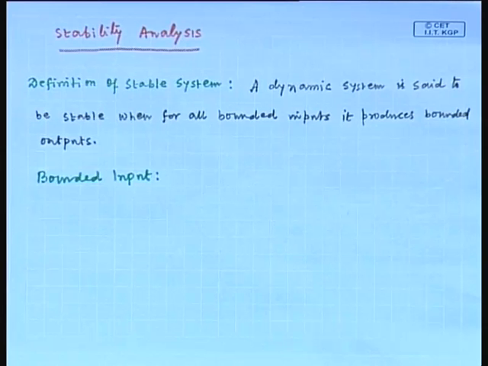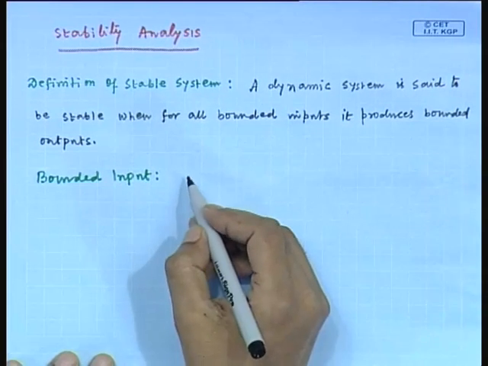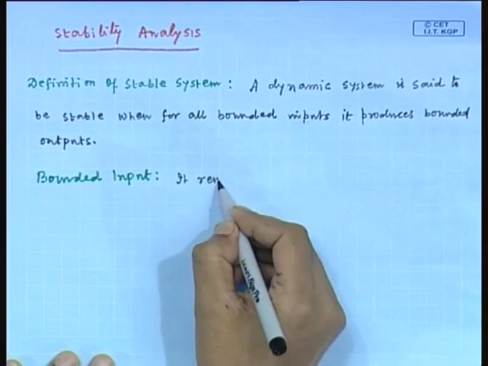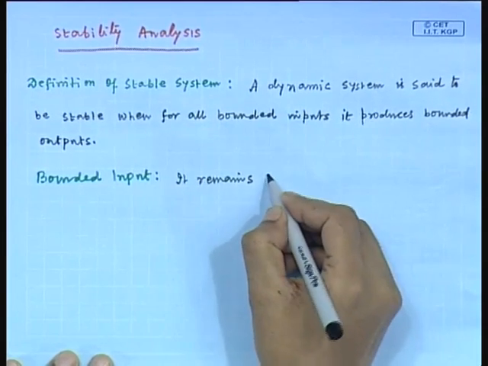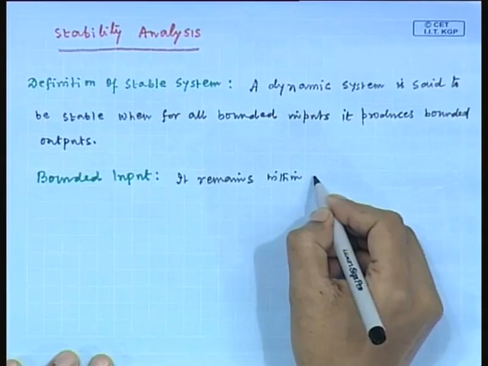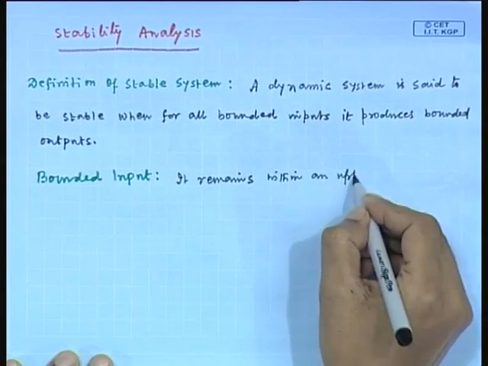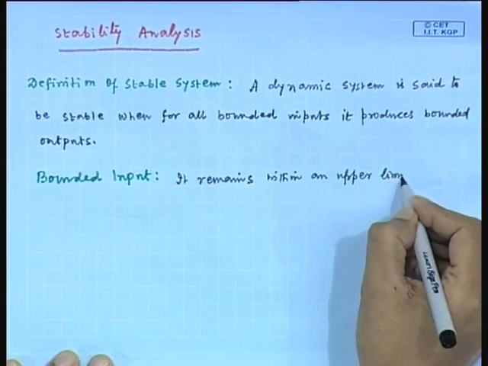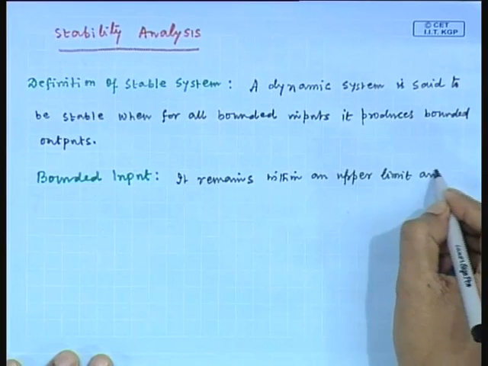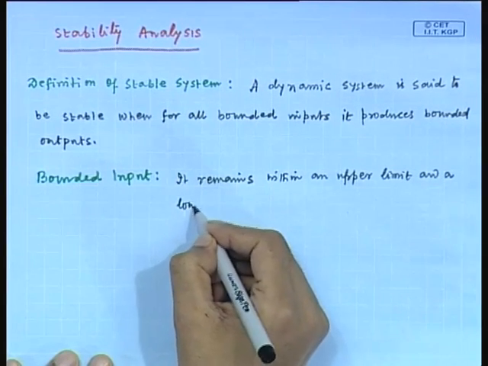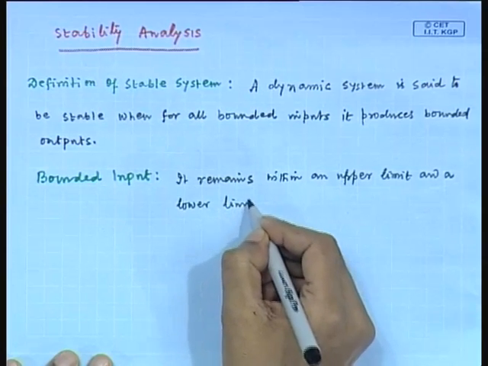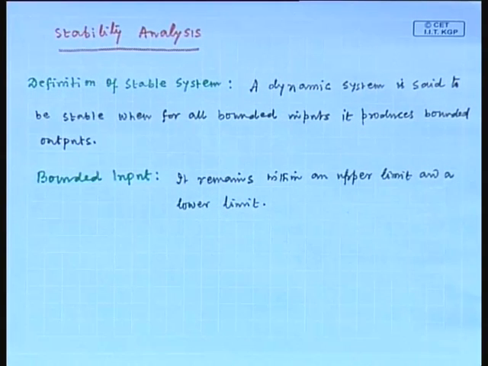Bounded input is an input that remains within an upper limit and a lower limit. Similarly, we can define the bounded output. Bounded output is an output that remains within an upper limit and a lower limit.